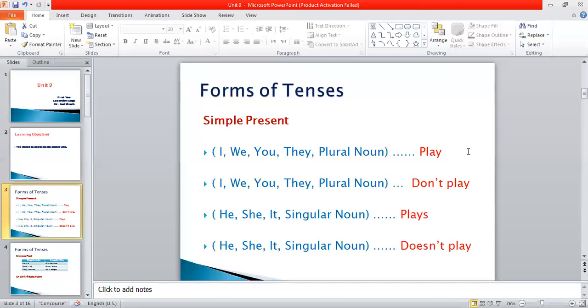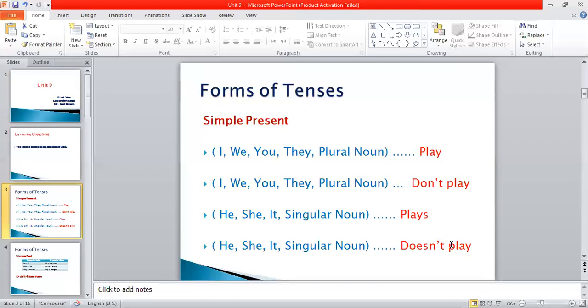How many forms does any verb have in English? 4. Number 1, the base form. Number 2, don't plus the base form. Number 3, the verb with S. Number 4, doesn't with the base form of the verb.